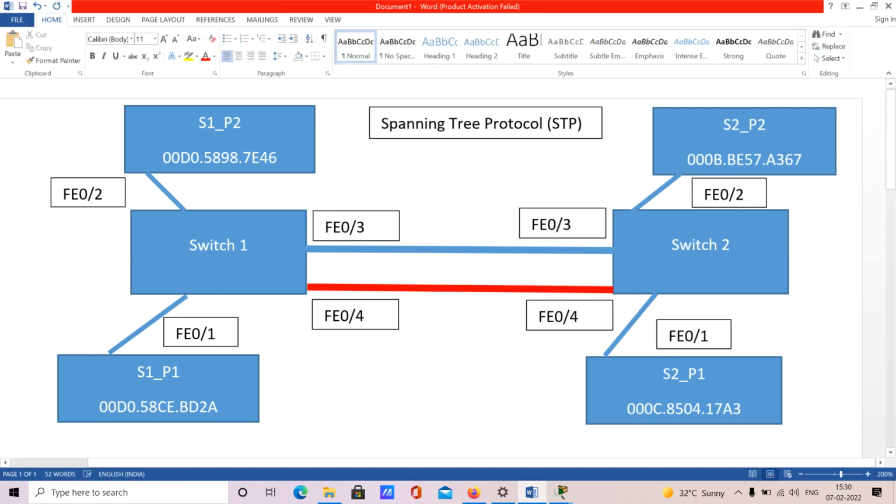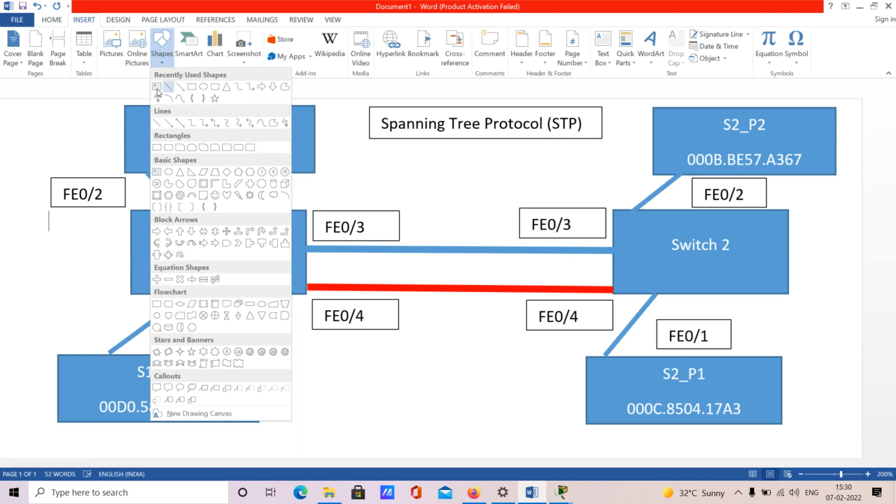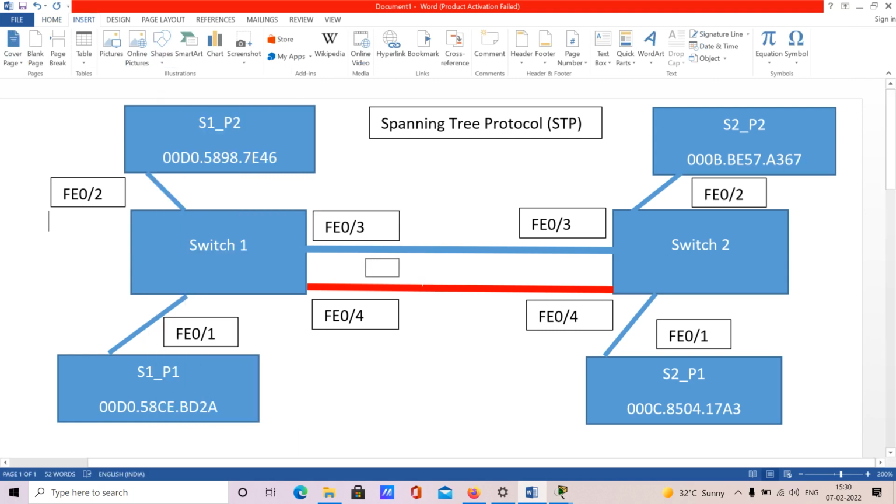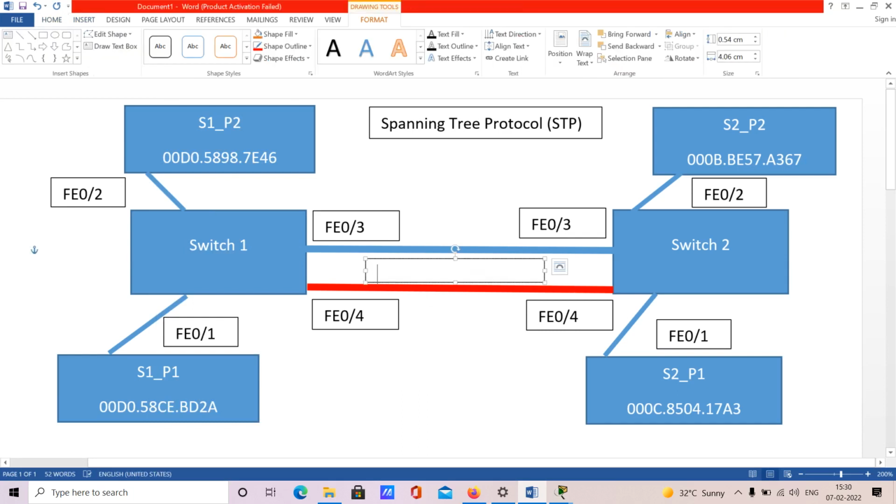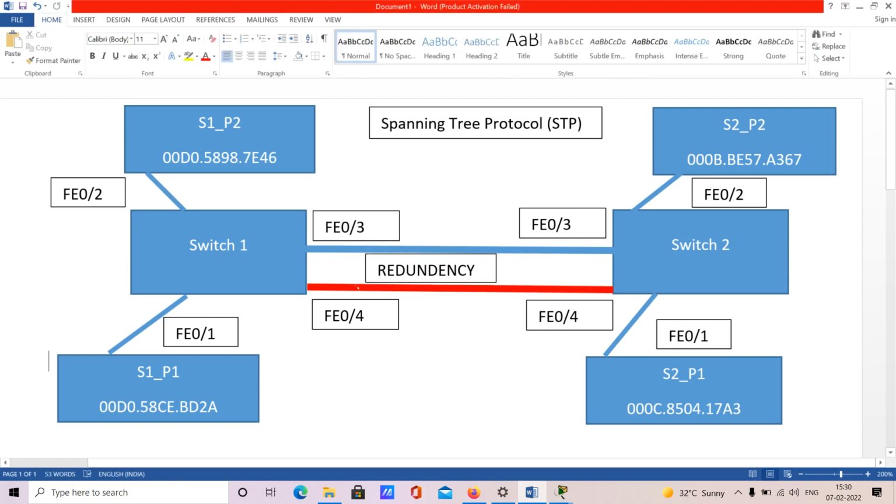By the way, if there are multiple links between two points, or multiple lines between two networks, then the term is called redundancy, or a redundant network. What do you mean by redundancy? In short, multiple routes to reach the destination is called redundancy.